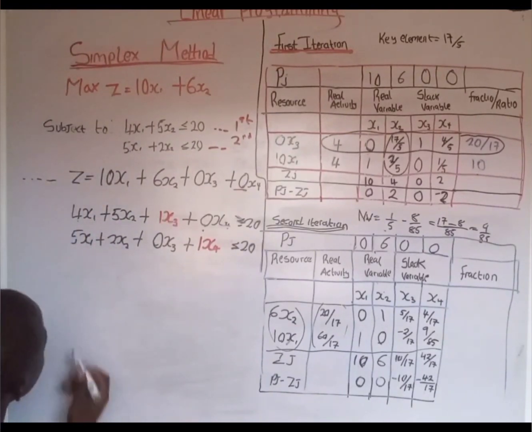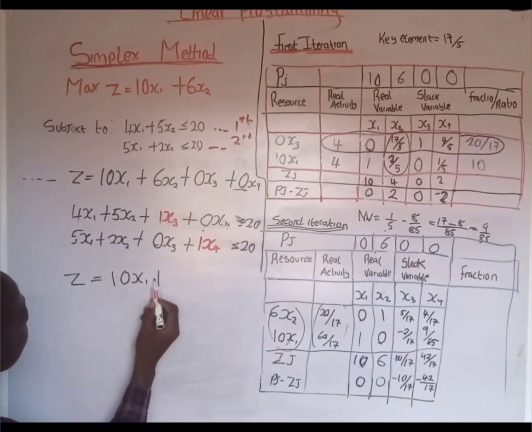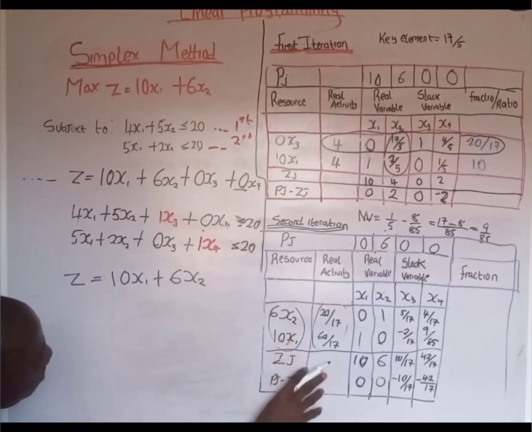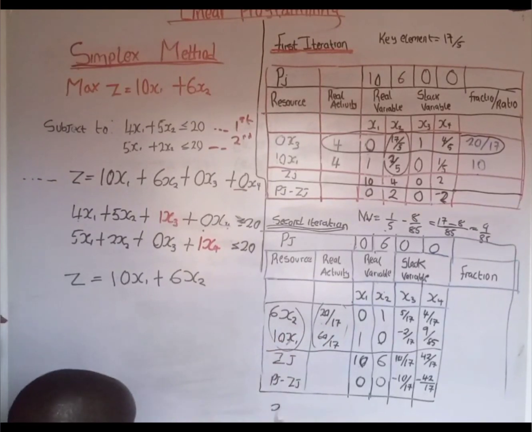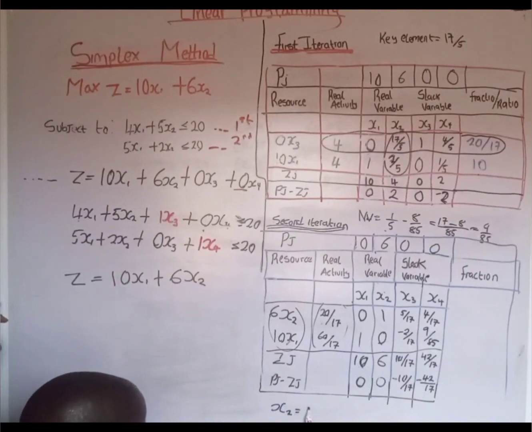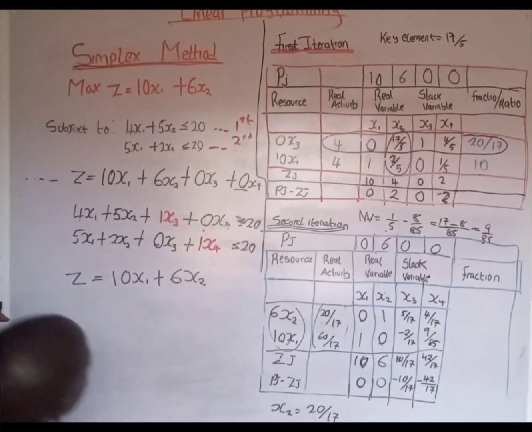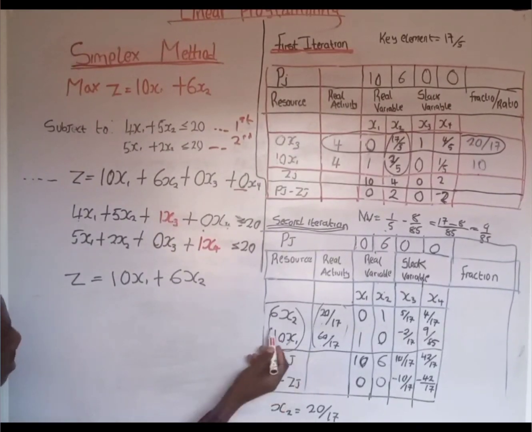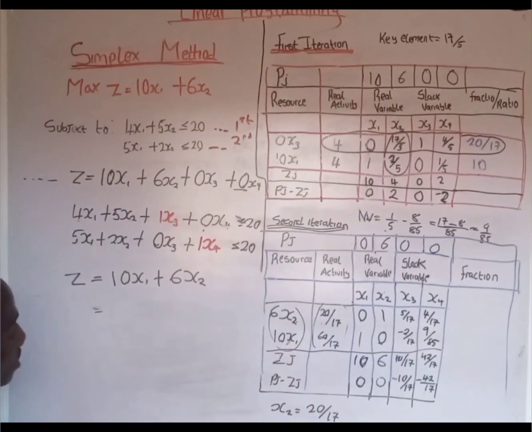Don't forget that our objective function is this: Z is equal to 10x1 plus 6x2. And from this table, the real activity will be our x1 and x2. From this table, x2 is equal to 20 over 17, and x1 is equal to 60 over 17. So let's come back to our objective function and substitute the values of x1 and x2.